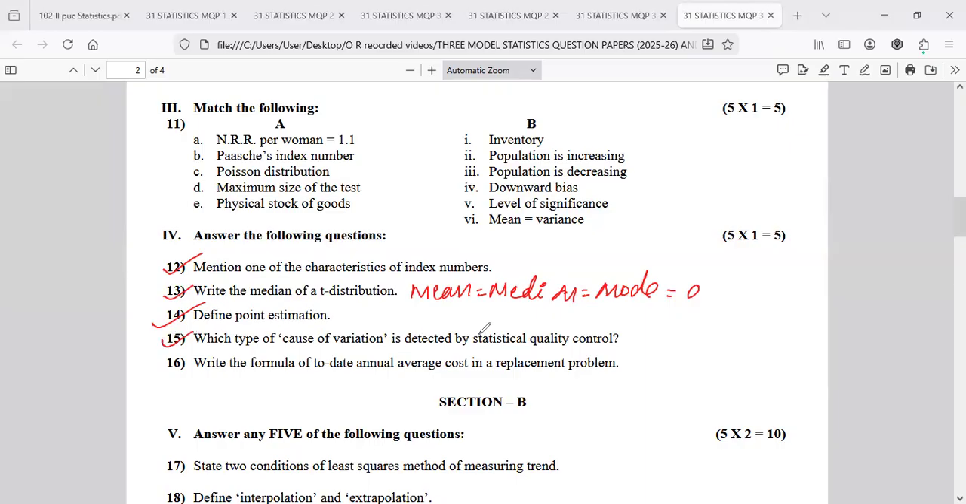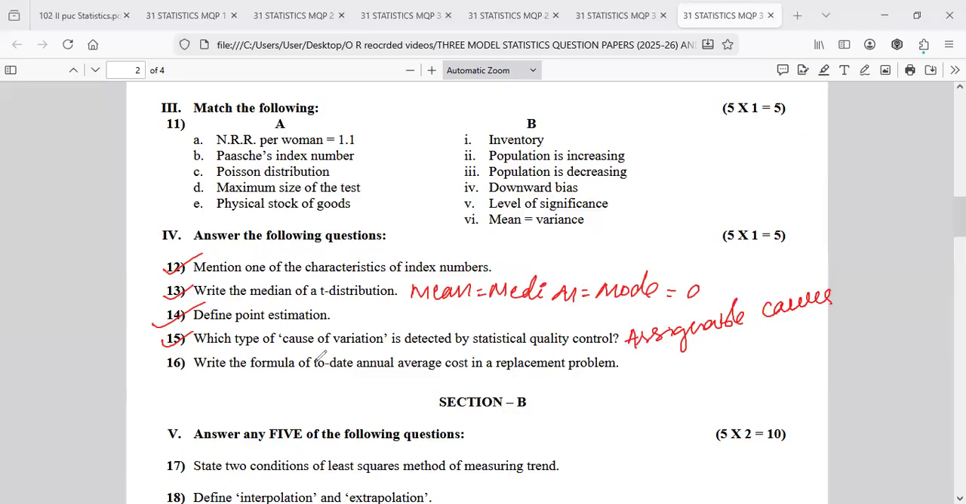Which type of causes of variation is detected by statistical quality control? We have 2 types of causes of variation. One is called chance causes, one is assignable causes. Chance causes can't be predicted, but assignable causes can be predicted, can be detected. Yes. So assignable causes is the answer. Note that here SQC question is a little tricky.